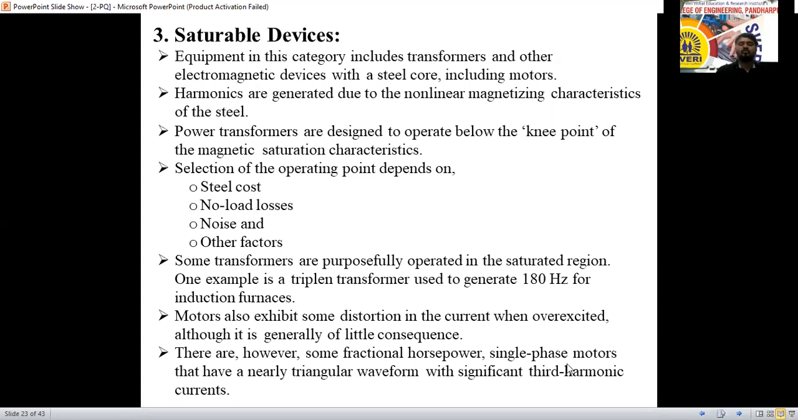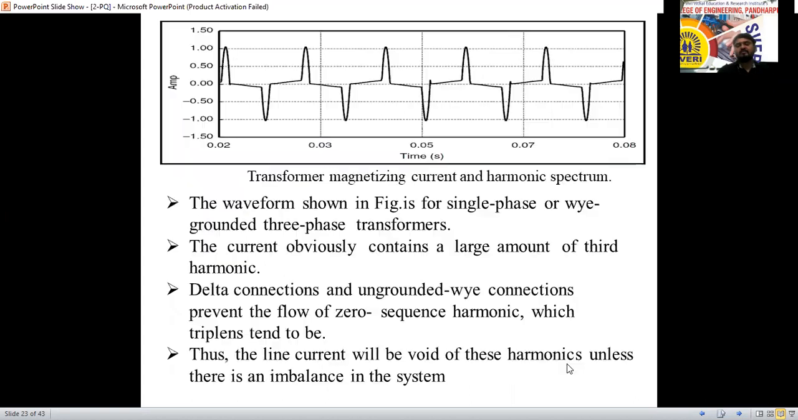So single phase motors have a nearly triangular waveform with significant third harmonic currents. See here, this is a current waveform with very high third harmonics. See, these are the harmonics. If the magnitude of the harmonics is more, it will affect more. These are the harmonics, positive side, negative side, and all of these.